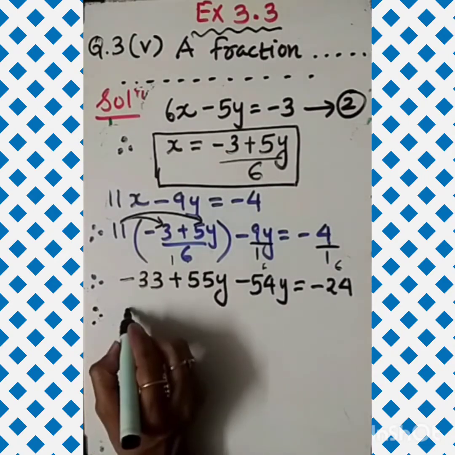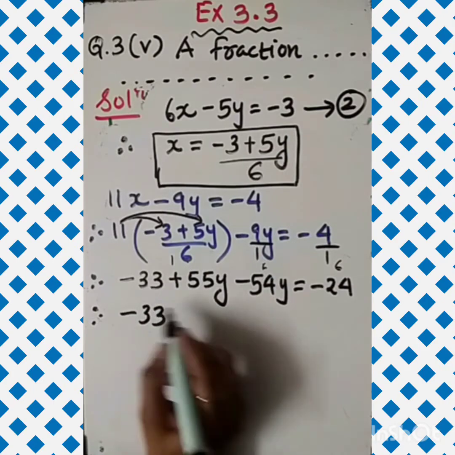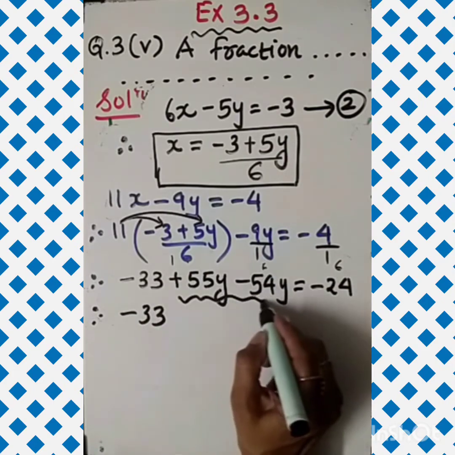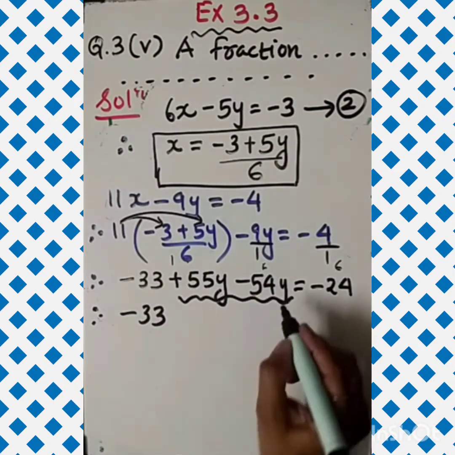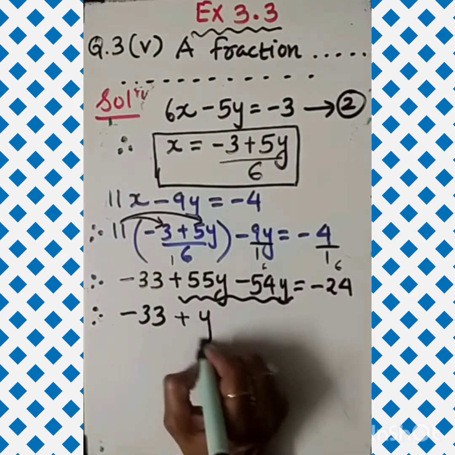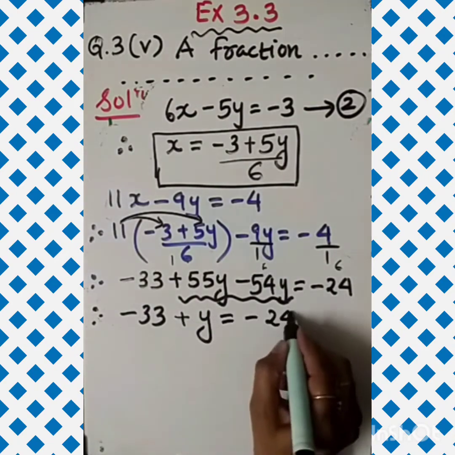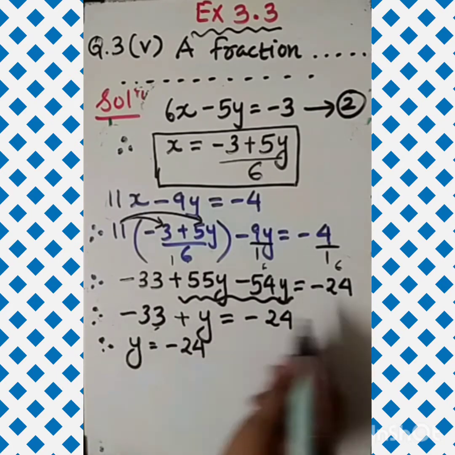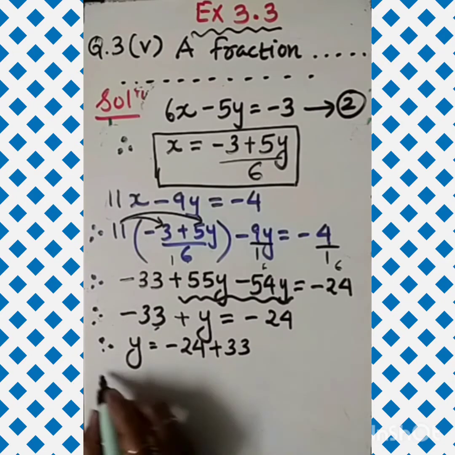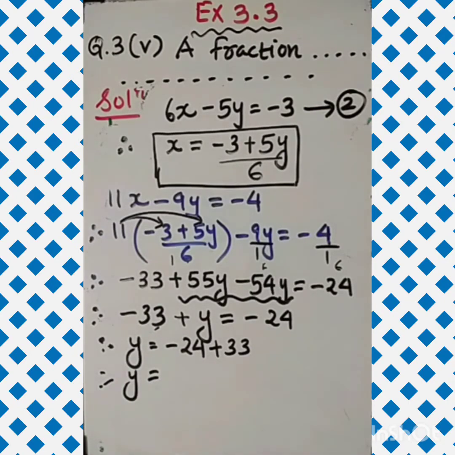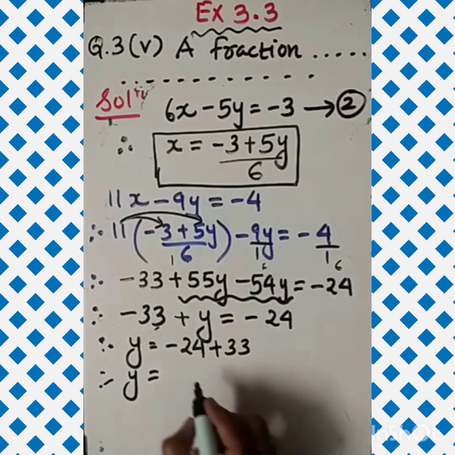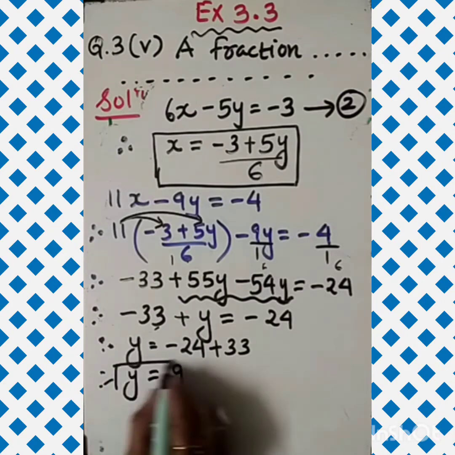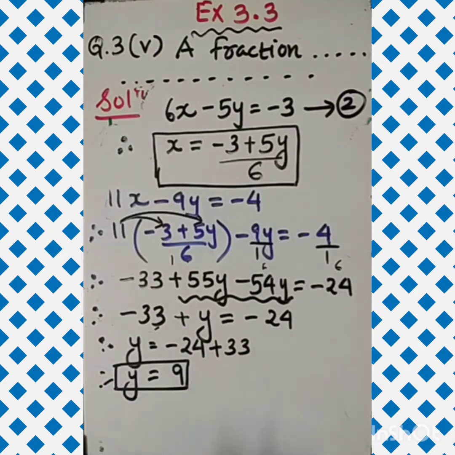Therefore, this you know very well. Let's simplify. Plus 55 minus 54y. It gives the result plus y equal to minus 24. Therefore, y equal to minus 24 plus 33. What is the difference when we subtract 24 from 33? So answer will be 9. It will be positive 9. 33 minus 24 gives the result 9.